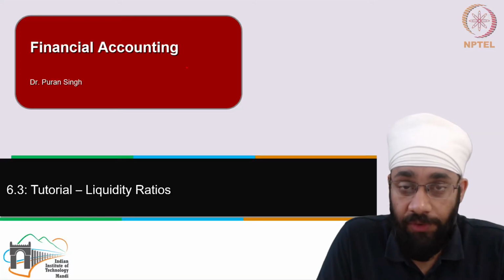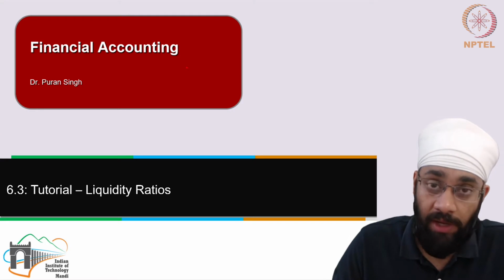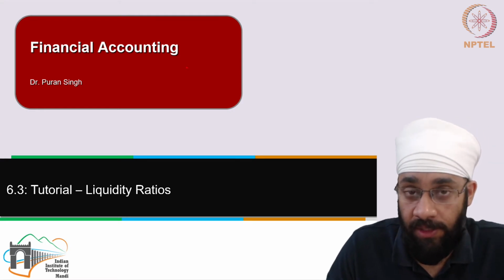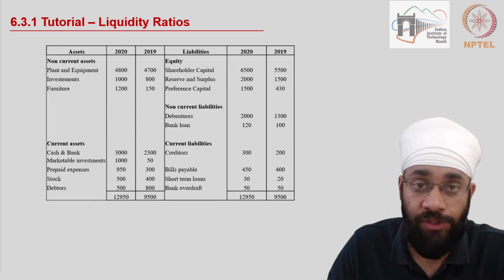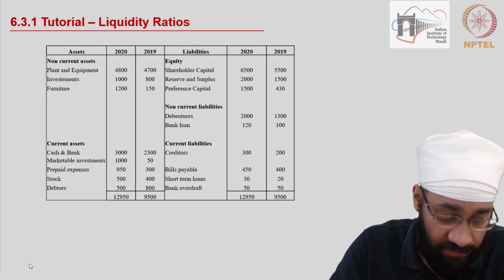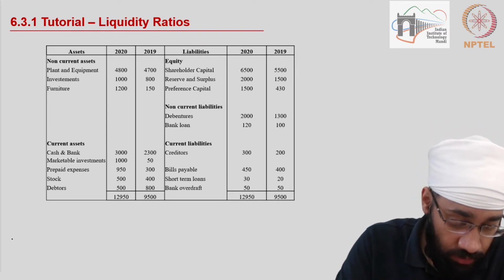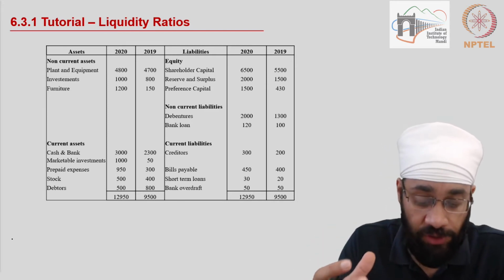This is a tutorial on liquidity ratios. We are going to look at a set of financial statements, and we will comment on the short-term financial position. So on the screen you see a balance sheet. You have assets and you have liabilities. We need to comment on the liquidity position of the business, or the short-term financial position of the business.